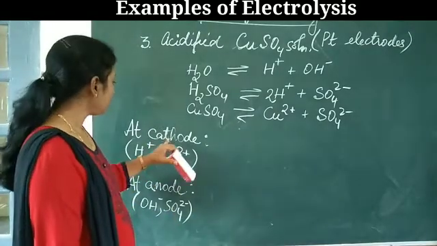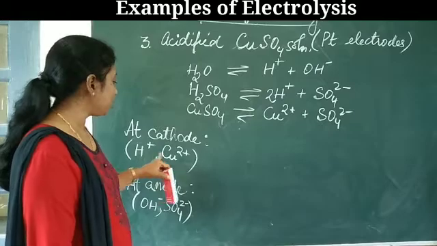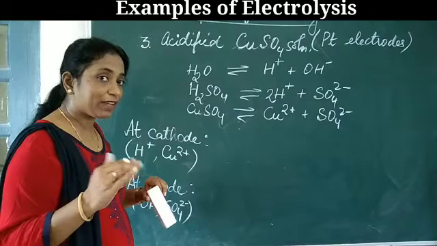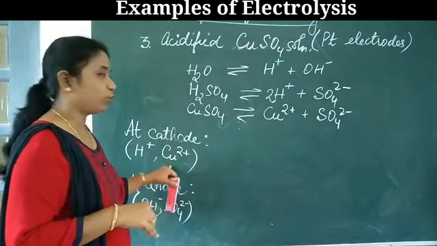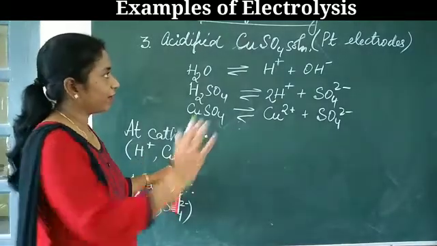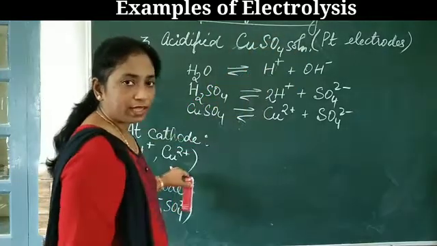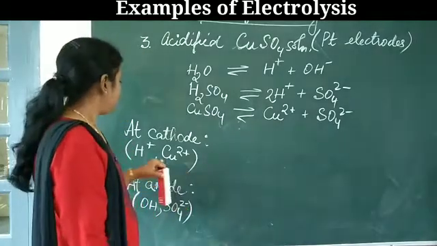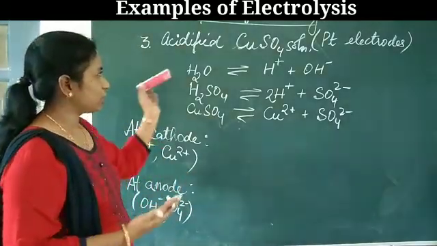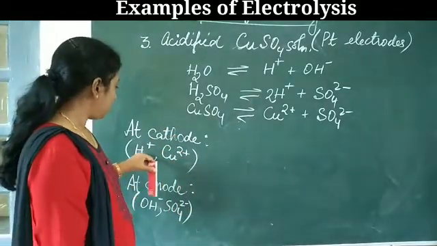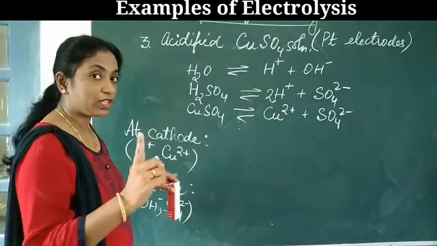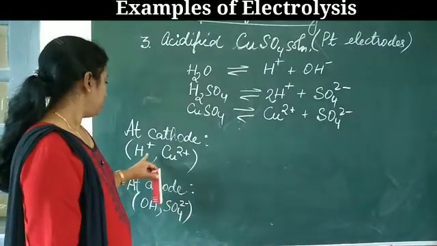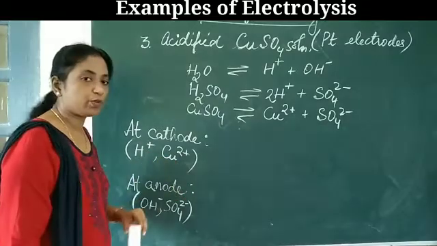Cathode. At the cathode, H plus and Cu2 plus are going, and we see which is lower in the electrochemical series. If you consider, Cu2 plus is below. It is a platinum electrode, so the electrode won't play a role because it is inert. The concentration is not playing a role here, and now we have only the relative position of the ions in the electrochemical series. So H plus and Cu2 plus.